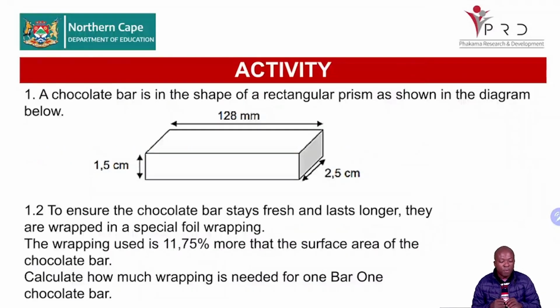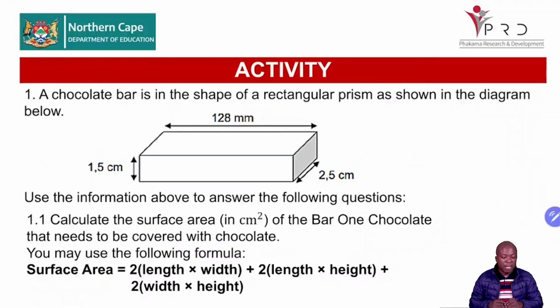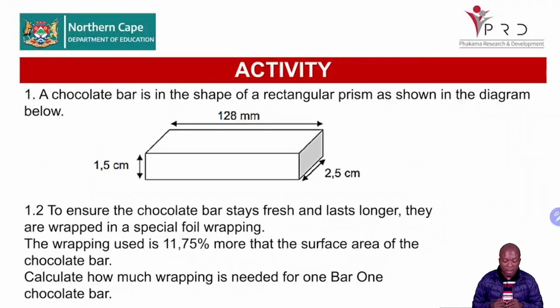So we are going back. We have 2 questions which need a lot of time and attention, so we are giving ourselves only 10 minutes. After 10 minutes, we must come back and discuss together. Remember, it is imperative that you try it on your own. The first question says, calculate the surface area. The examiner gave you the formula, so write it down so that you don't forget. Number 1.2, calculate how much wrapping is needed. If it takes less than 10 minutes, that would be nice. Then we come back and discuss together.